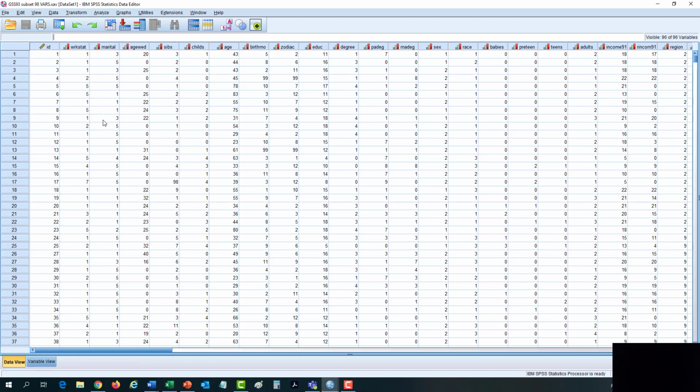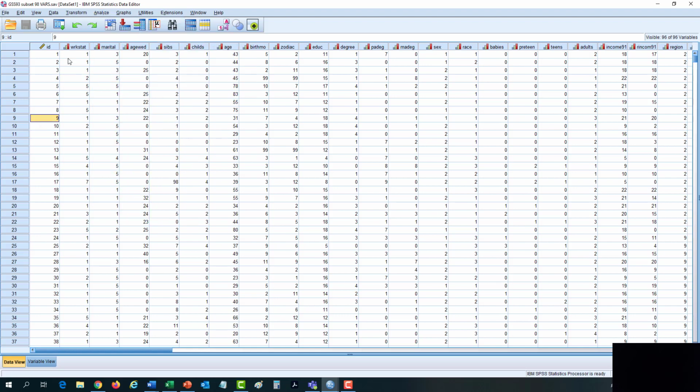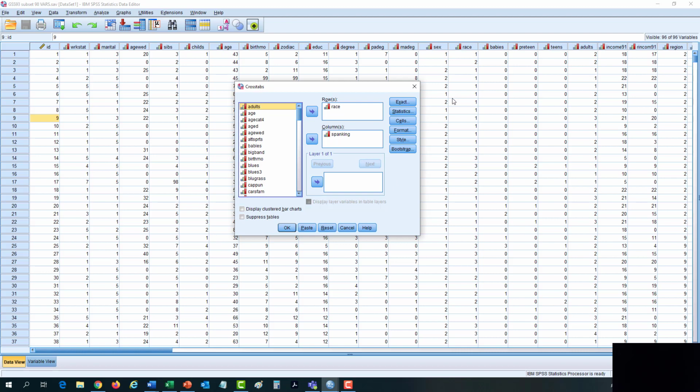Analyze. Actually, I'm going to show you something right now, okay? See this little button? It's the only button with a green arrow pointing straight down. If you click this, it'll remember everything that you've done in SPSS. So instead of going analyze, descriptive statistics, and crosstabs, all I have to do is click this and click crosstabs, and boom, it comes back up.